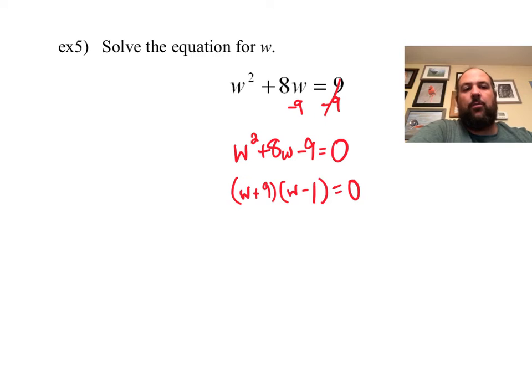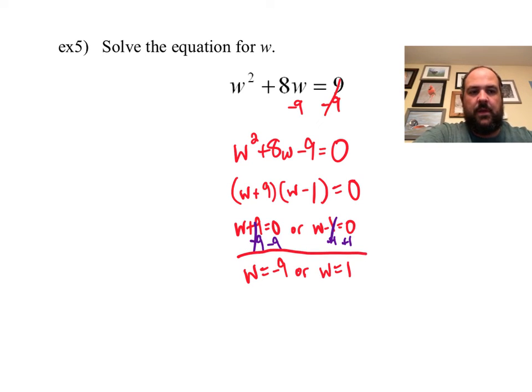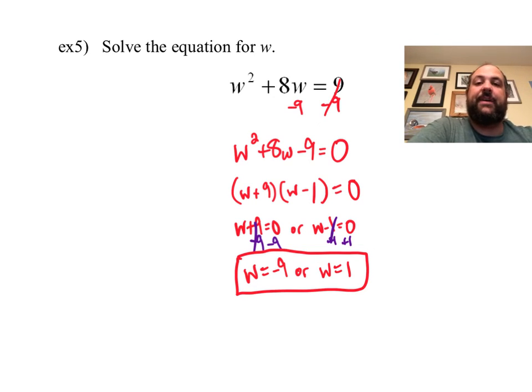So if those are multiplying to give me 0, that means either w plus 9 equals 0 or w minus 1 equals 0. When we solve, we subtract the 9 on the left here. We add the 1 on the right. We get two solutions. We get either w equals negative 9 or w equals 1. And if I were to plug those in, I would find that they work for both of those values.